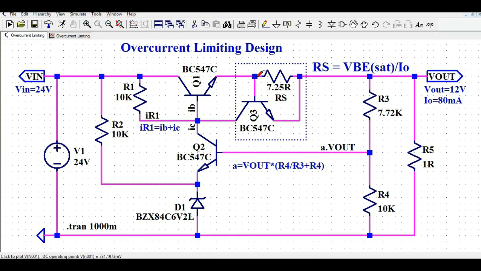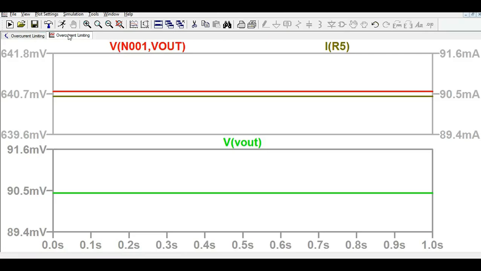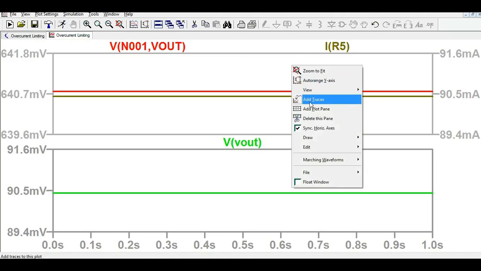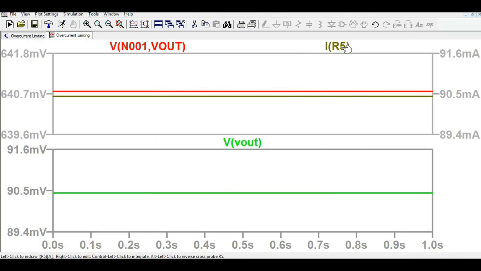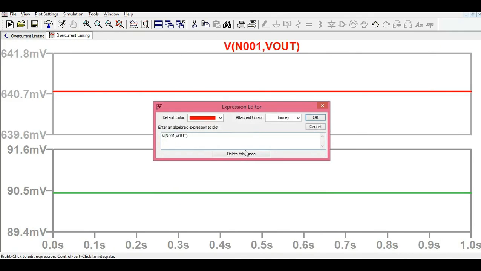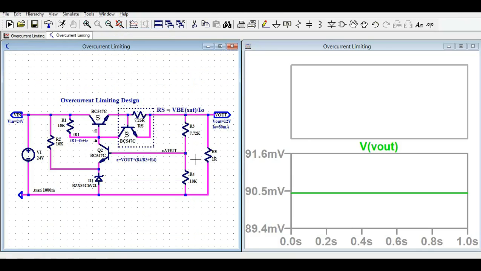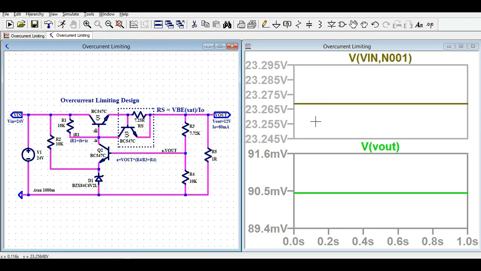And if I want to show you the voltage across base to emitter of this transistor, if you look at this VB, it is around 640.7 millivolt. Okay, so let me show you how much voltage drops across. Let me delete all these things now. The load current I want to delete, this also I want to delete. Let me show you the voltage here. Let me go to window, tile window vertically, and let me show you how much voltage is dropping across Q1. Okay, you can see out of 24 volt, Q1 is dropping 23.2 volt.